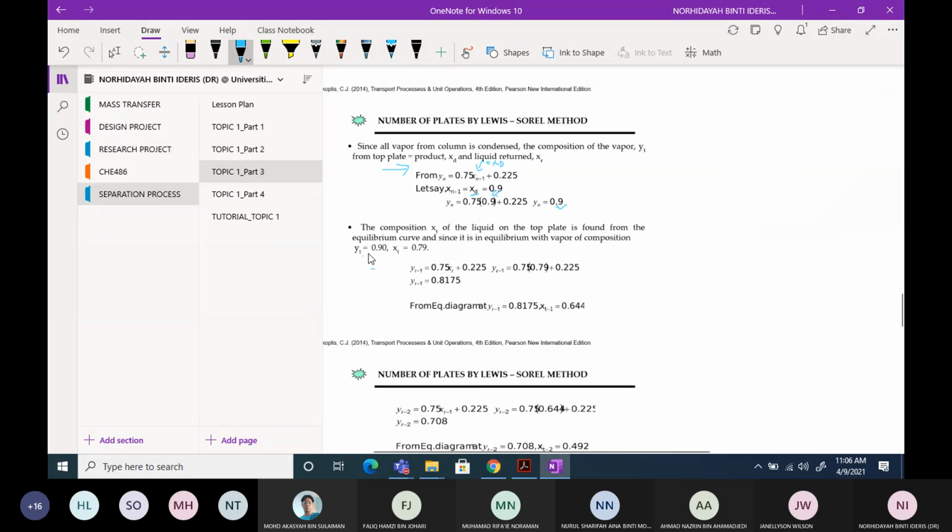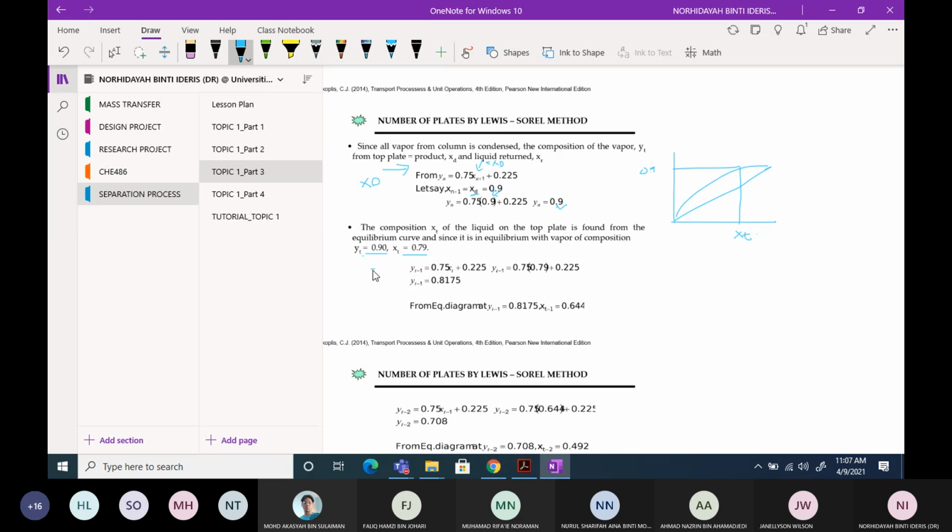Okay, so at yt 0.9, it will give you the xt 0.79. First of all, start with the value of xd. This value of xd will give you the value of yn, and this value of yn will give you the value of xt. Okay, so yt 0.9, xt 0.79. That's for the first tray.